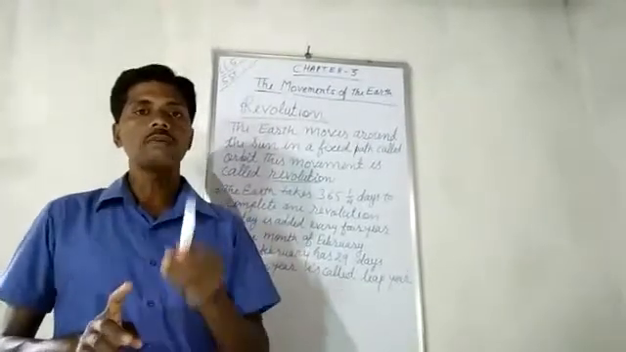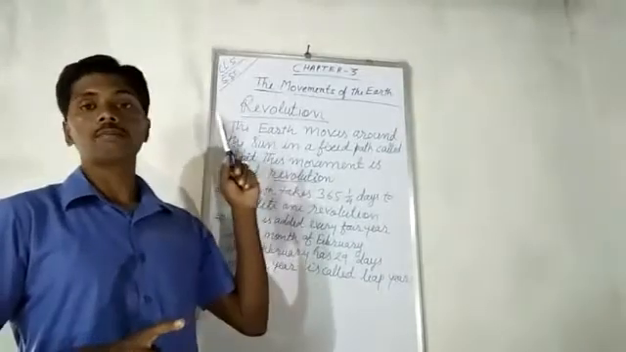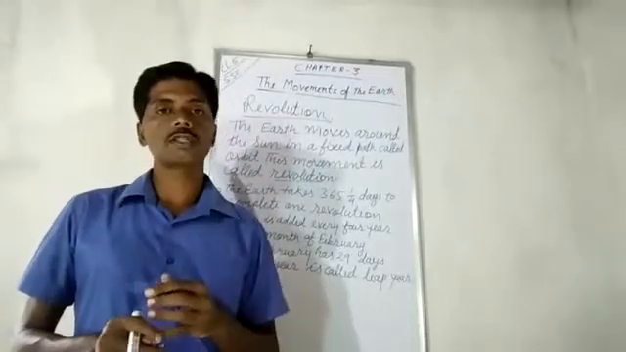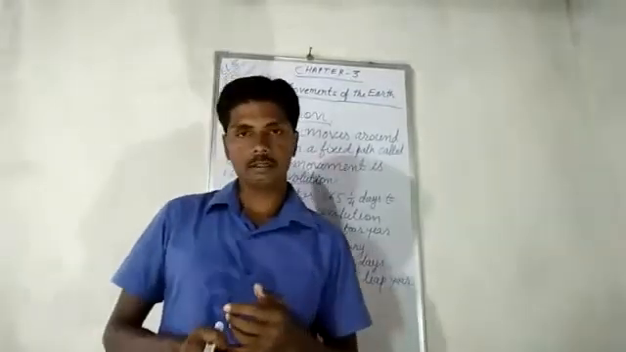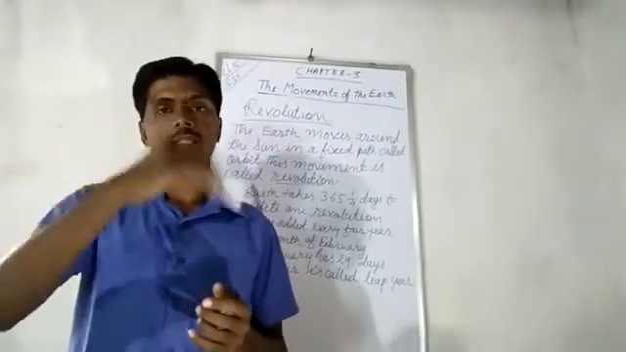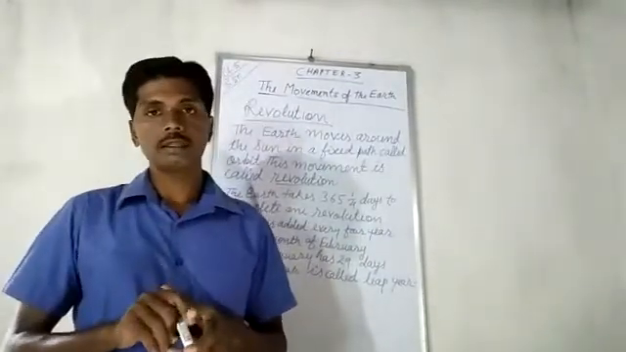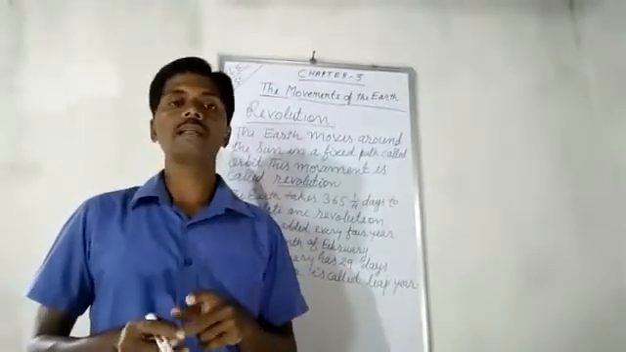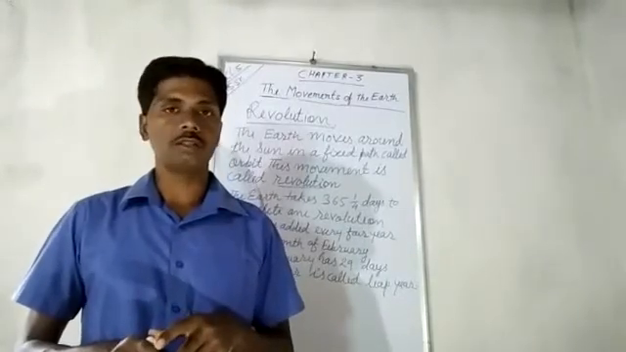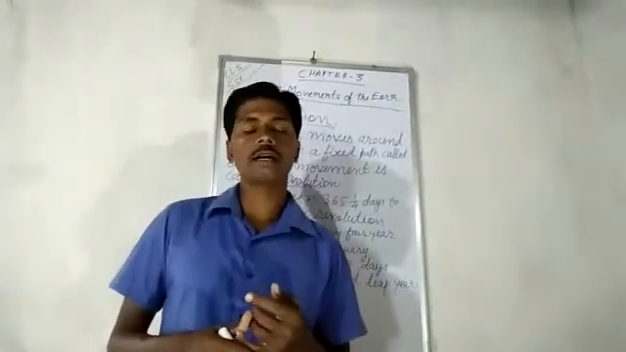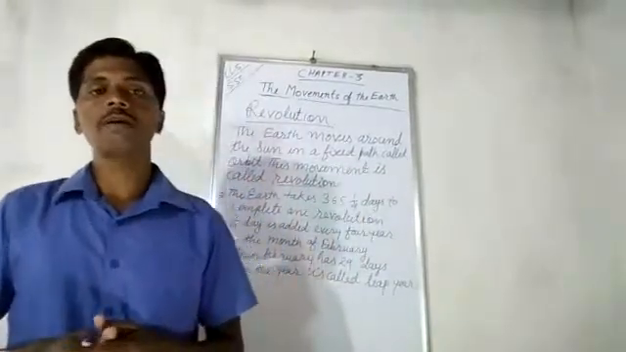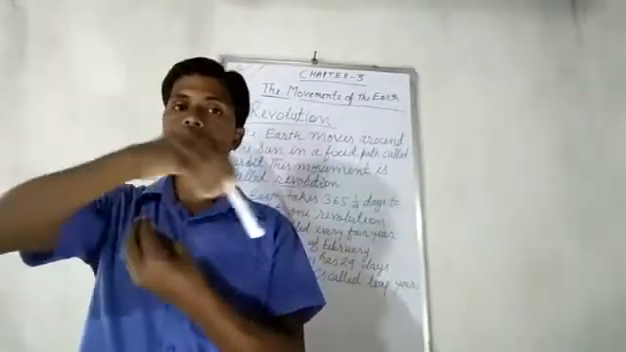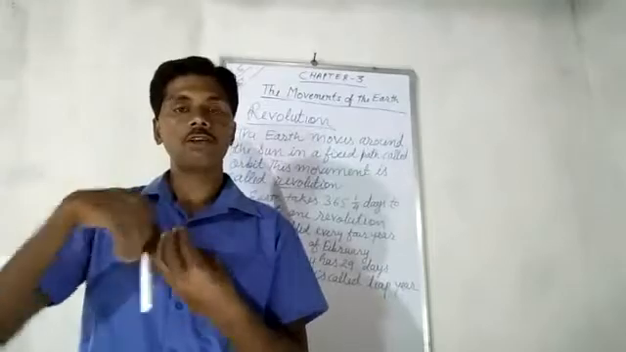So students, now we will see the second movement of the earth, which is revolution. Revolution is also one type of movement of the earth. The earth moves around the sun in a fixed path called an orbit, and this type of movement is called revolution. Once more, we can understand it in a simple way: when the earth moves around the sun in its fixed path, it is called revolution.